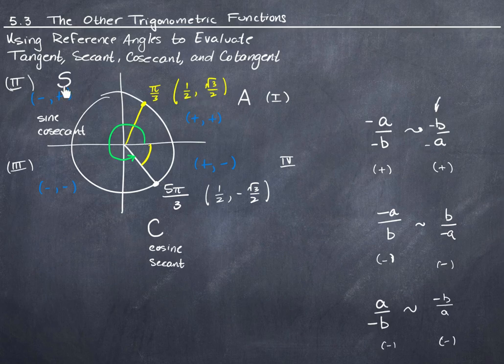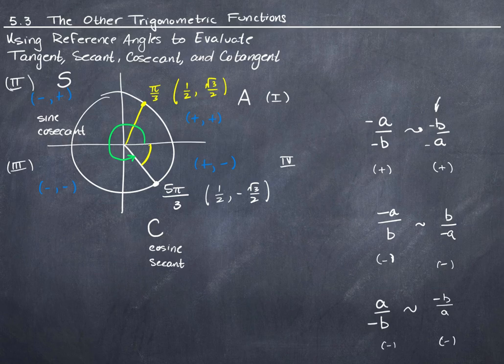In quadrant 2, only sine and its cousin 1 over sine are positive, because cosine is negative, so 1 over cosine is going to be negative. Tangent and cotangent are either x over y or y over x, so positive over negative or negative over positive, and that's going to give you a negative. So cosine, tangent, cotangent, and secant, which is 1 over cosine, 1 over a negative, those are all negative. So the only functions in quadrant 2 that are positive are sine and its cousin 1 over sine.